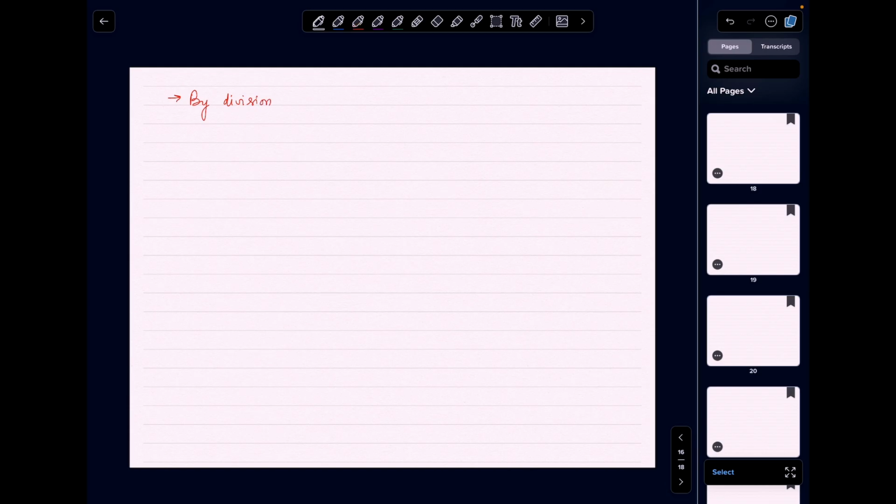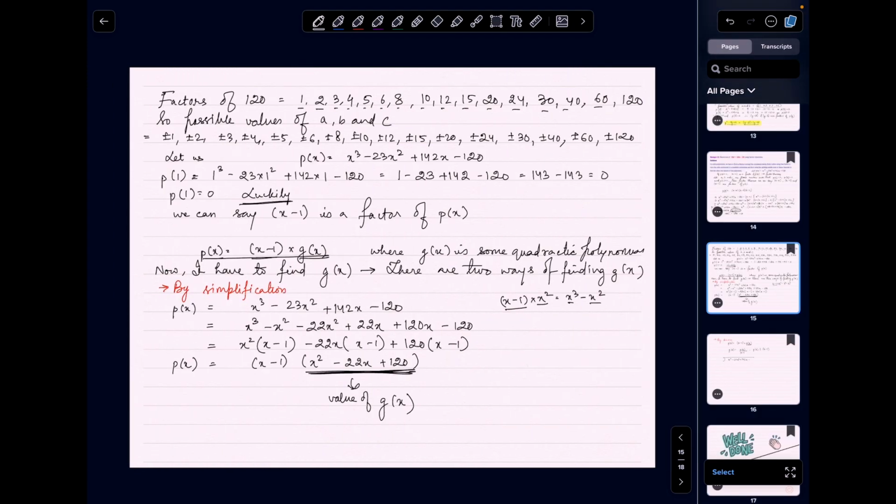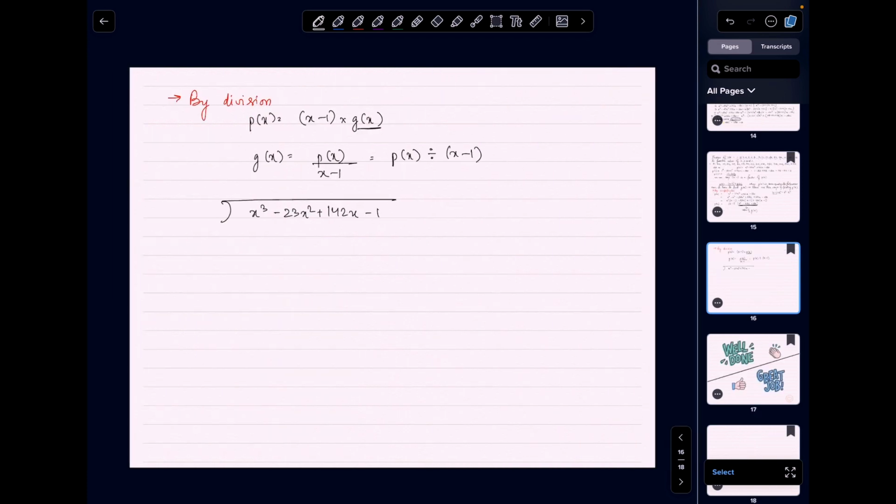See, I wrote that p of x equals x minus 1 into g of x. I need to find the value of g of x. So from this equation I can find g of x as p of x divided by x minus 1. So I will do that. P of x is given as x cube minus 23x square plus 142x minus 120. Got my point? This is p of x divided by x minus 1.